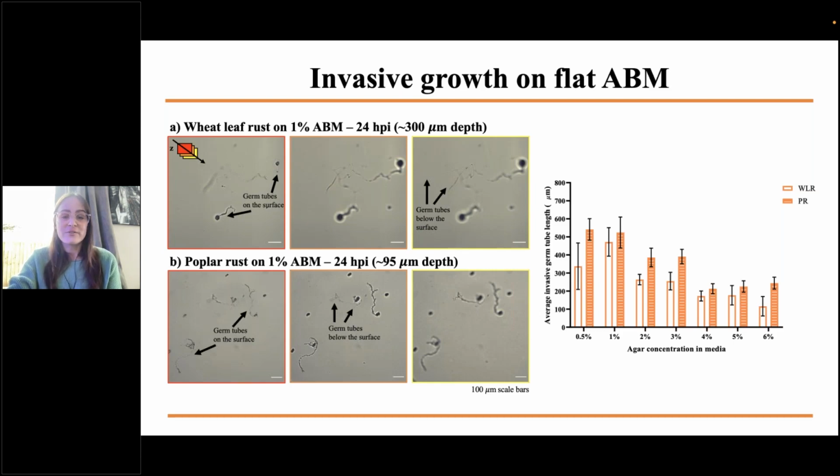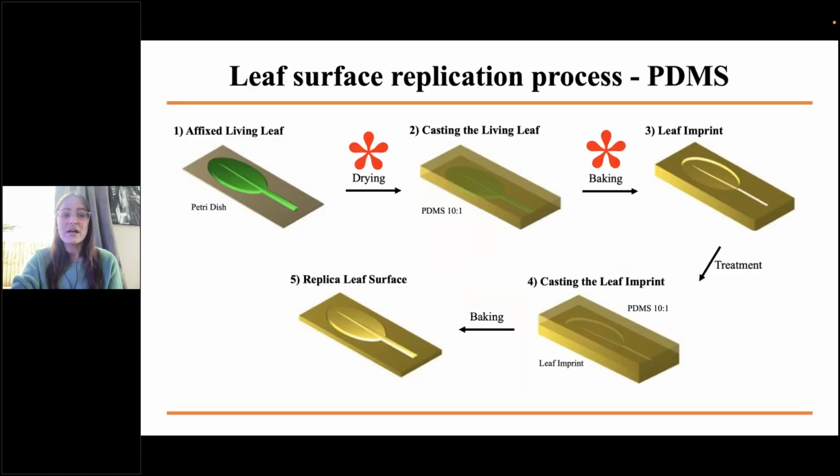Now, I've grown these on a few different surfaces, but I thought I'd pivot and talk about those heterogeneous surfaces that I mentioned. So those are leaf surface replicas. I used a protocol that was previously designed by Rebecca Soph and optimized it for a particular plant species that the rusts infect. This process in general begins with fixing a leaf to a surface, in my case, a petri dish. You then have to dry it before casting it in PDMS.